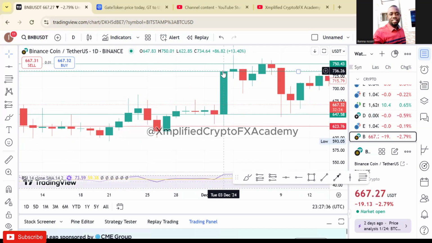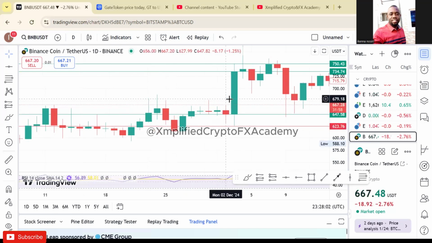Another way to know that this is a green candle is that the closing price must be higher than the opening price. That's another way. You have the opening price, the closing price, then the highest price it got to, the rejection price, 750, before it dipped. So this is a very bullish candle.